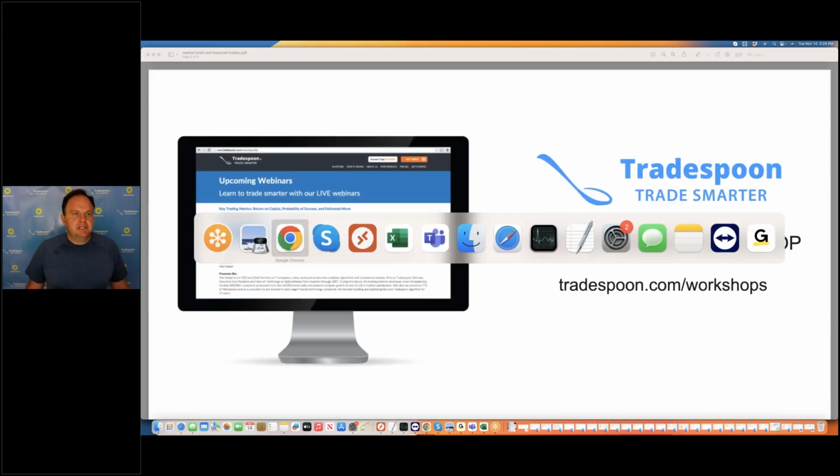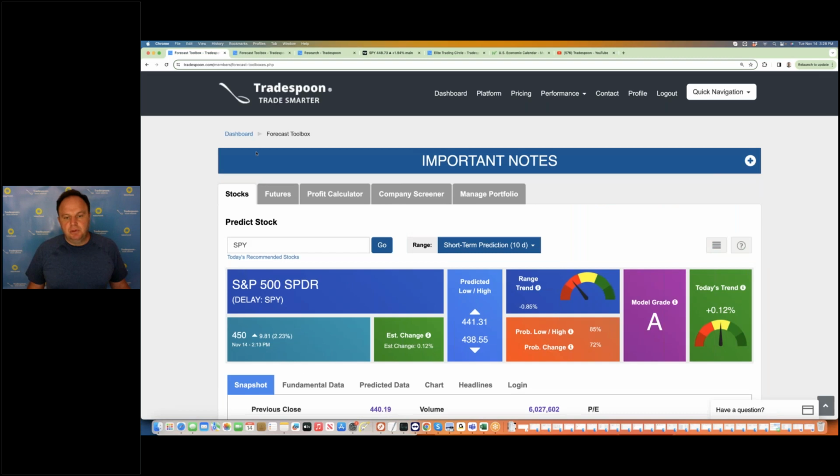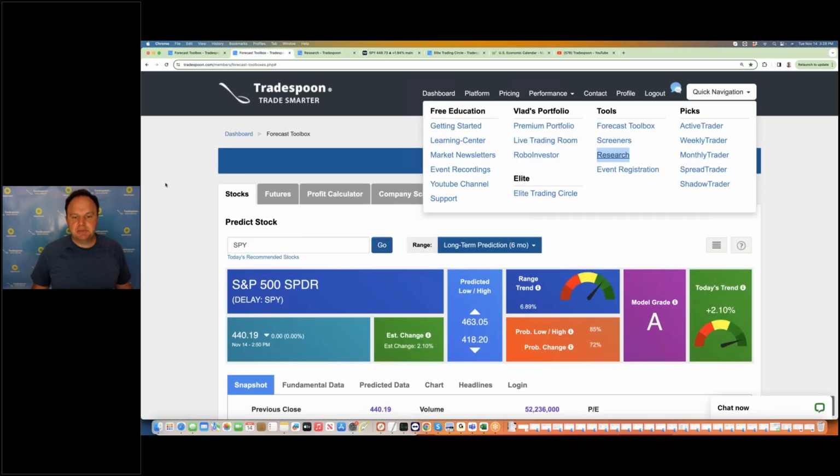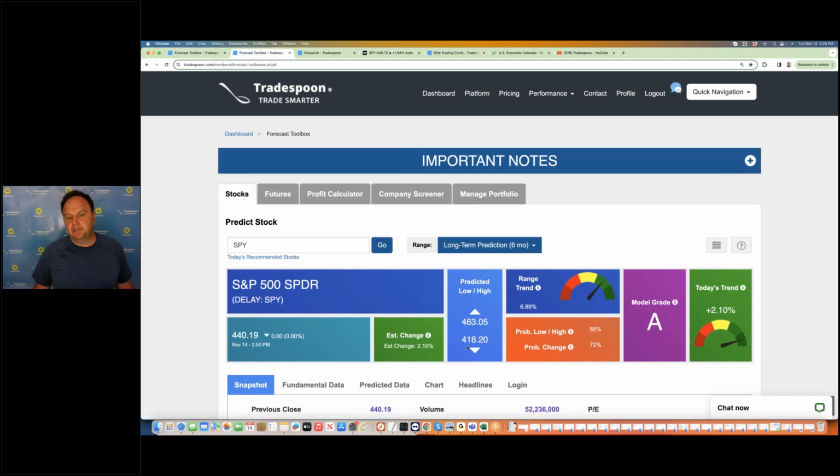Looking at the stock forecast toolbox for today's support, predicted 438, 441. You can see that the bands were constricting, right? Very small difference between predicted low and high. We had a better than expected PPI data, and obviously the market overshot the predictions. We're trading at 450, a very strong move to the upside. Close at 448.73. Looking at the 6 months prediction, the model predicted 418 to be the support, 463 overhead resistance.